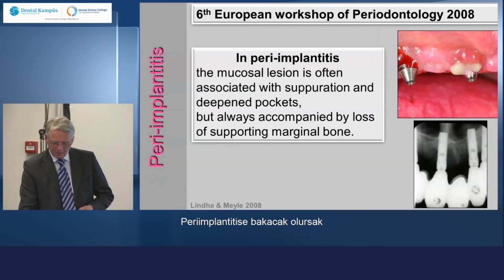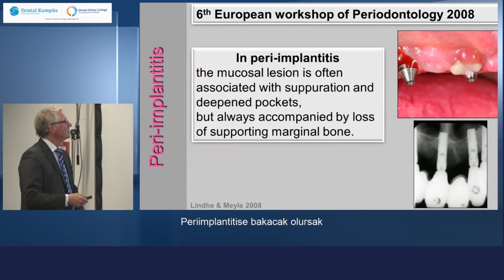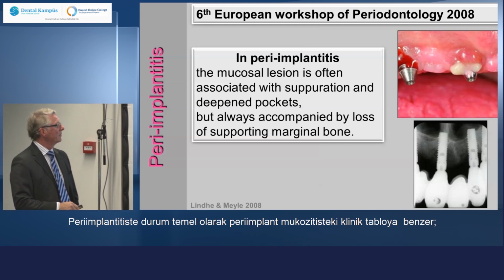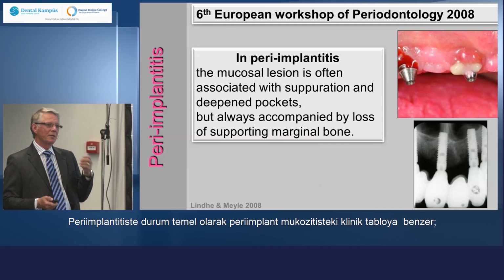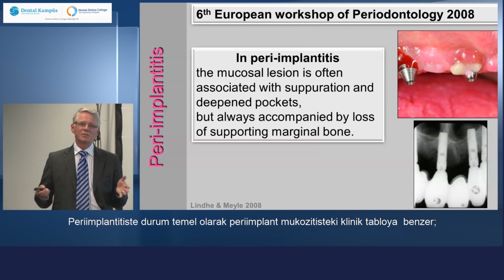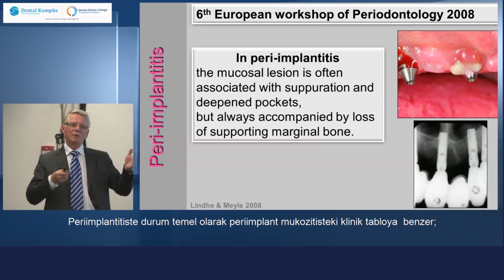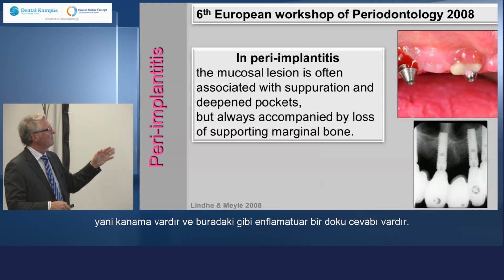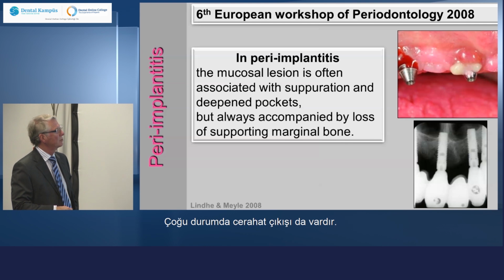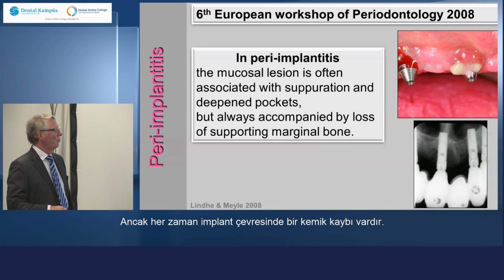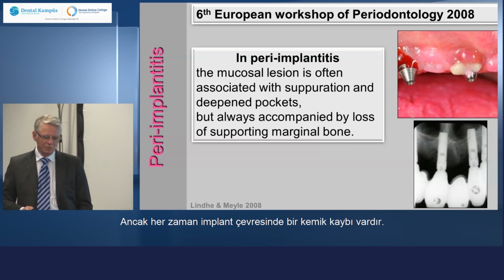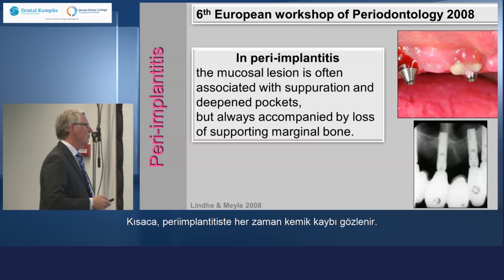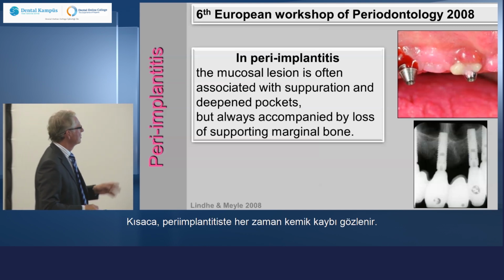And if we now look at the periimplantitis one, we see this mucosal lesion, which is basically the same as we saw in peri-implant mucositis, meaning that it's bleeding. You have an inflammatory response like this. You can also have pus in many instances, but there is always presence of bone loss around this. So in periimplantitis, you always see bone loss.